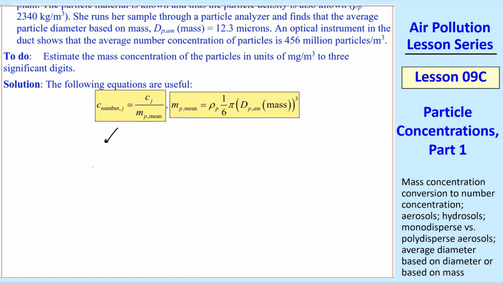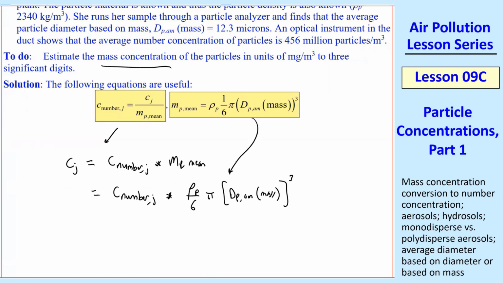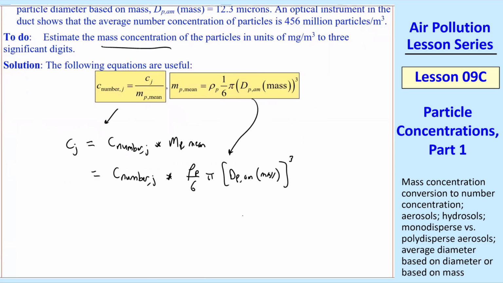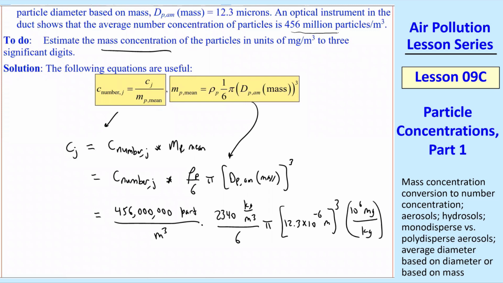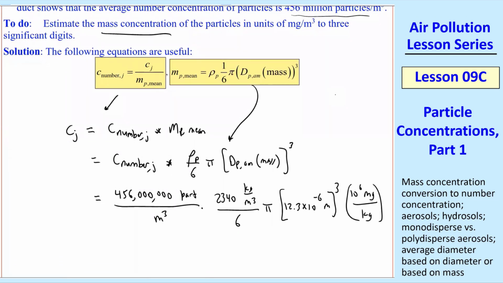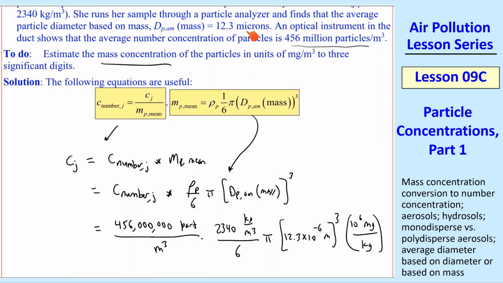And we can work through this equation to solve for Cj, which is the mass concentration, which is what we want. So Cj is C number j times MP mean, and then plug in the second equation for MP mean, and we have C number j times rho p over 6 pi dpAM mass cubed. And the rest is just plugging in the numbers and unit conversions. So we have 456 million particles per meter cubed is our number concentration. So I just wrote that all out here, 456 million particles per meter cubed. And then our density, 2340 kilogram per meter cubed over 6 pi. And then our dpAM mass was 12.3 microns.